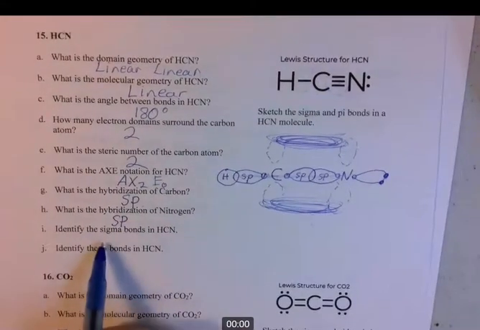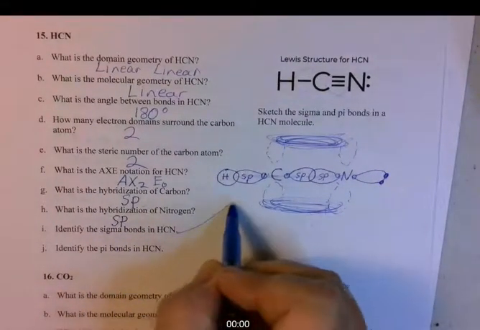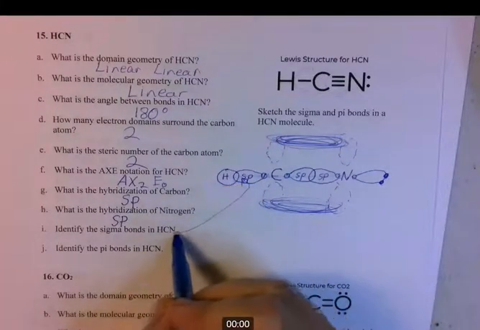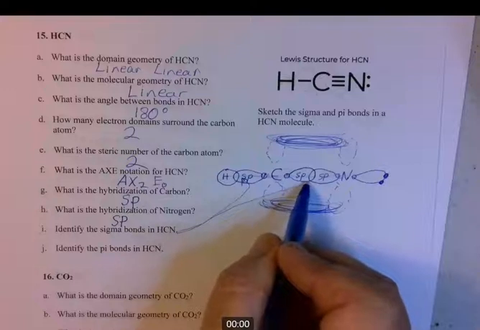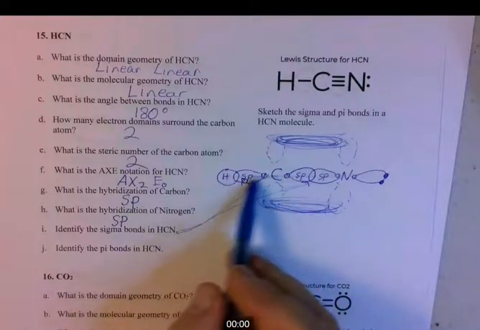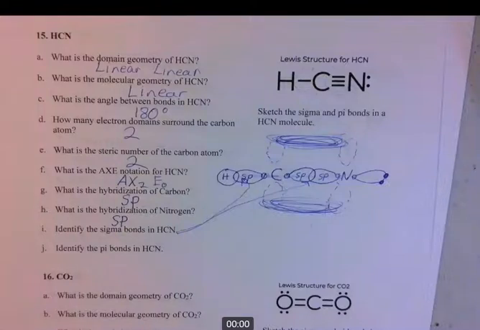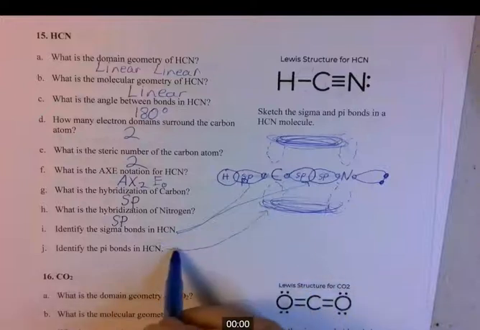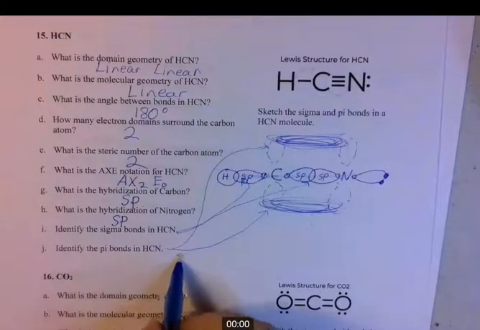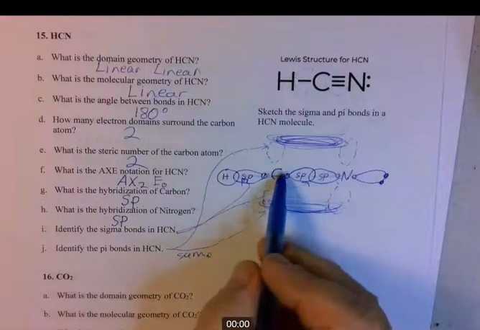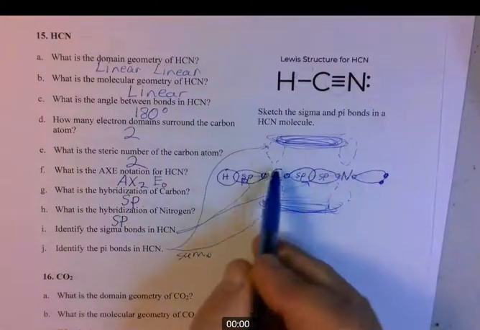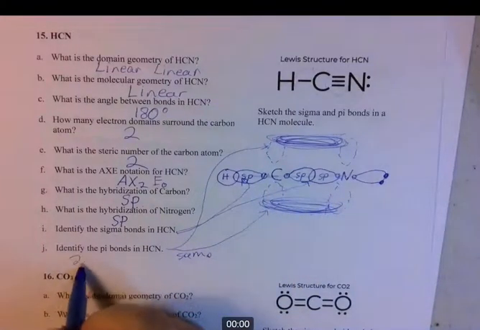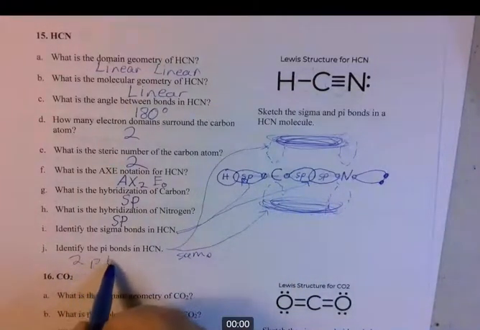Okay, so identify the sigma bonds. Those are the bonds right here between the hydrogen and the carbon right there. It's also the bond between the carbon and the nitrogen right there. Those are sigma bonds. They're directly between atoms. The pi bonds, well, you've got 2 of them. You've got this one right here, which is also the same as this one right here. That's the same. And then you have the one coming out of the page that I can't draw, and going back into the page that I can't draw, and that's the second one. So just write down you have 2 pi bonds.